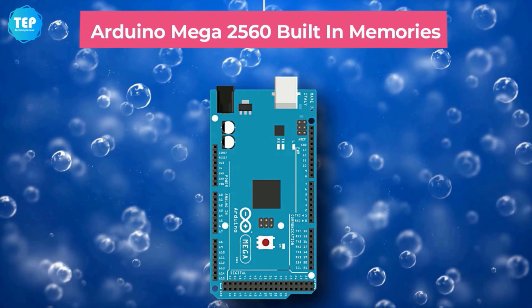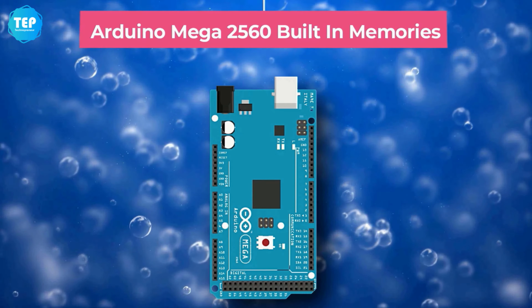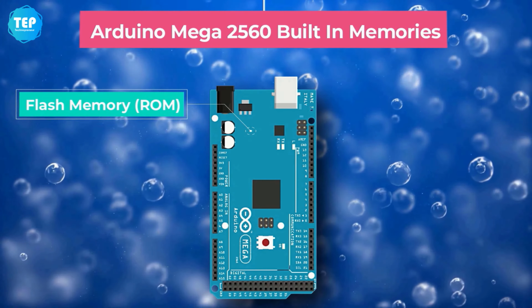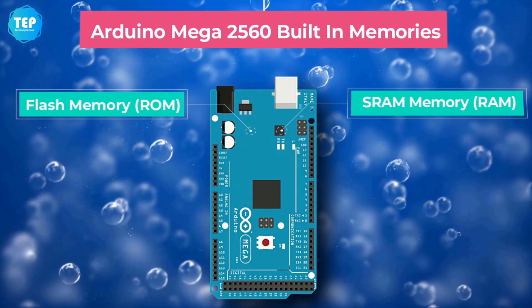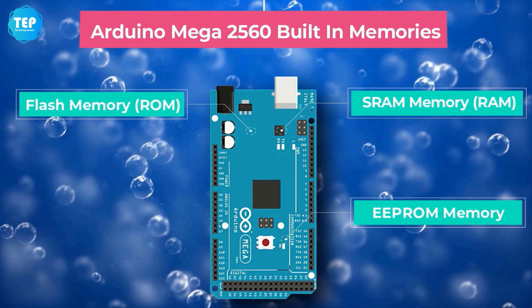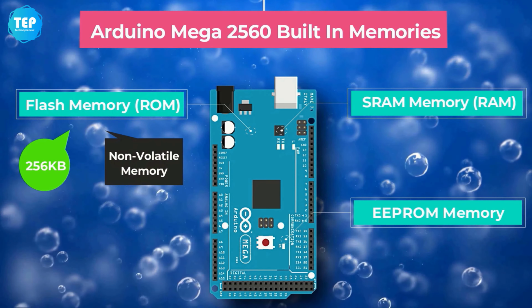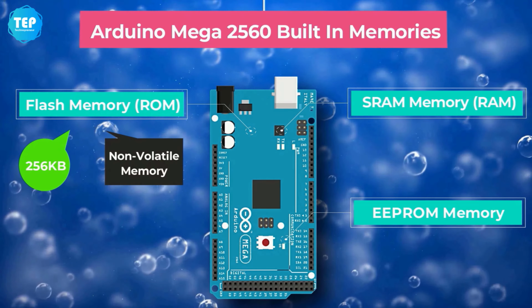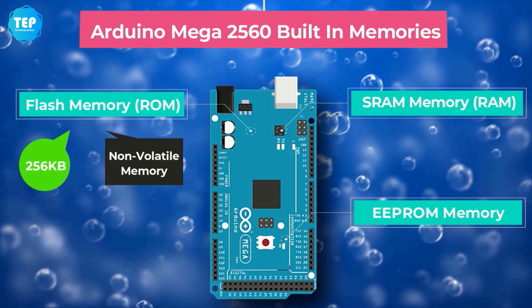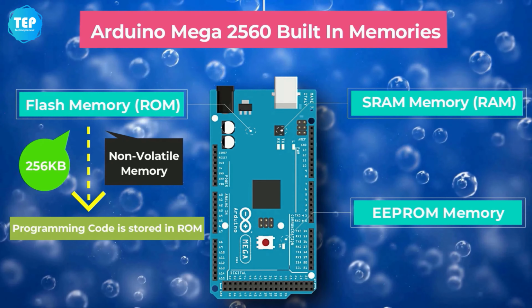Now, let's have a look at the built-in memories present in Arduino Mega. Arduino Mega comes with 3 types of built-in memories, named flash memory, also called ROM, SRAM memory, also called RAM, and EEPROM memory. Arduino Mega 2560 has a flash memory of 256 kilobytes. It's a non-volatile memory, meaning the data in ROM memory will remain intact, even if we remove the power supply of the Mega board.